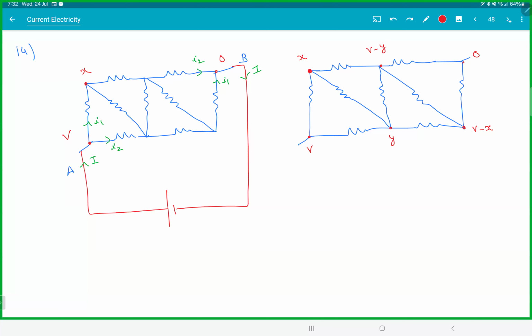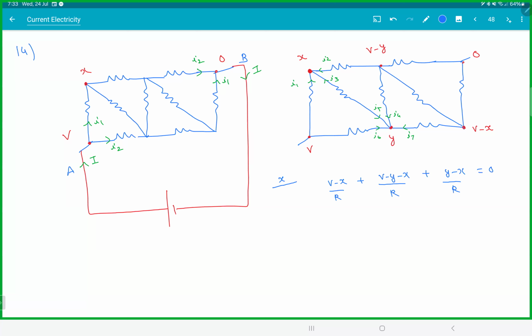So I can take this as one junction here, and I can take this as one junction here. I will assume currents are like I1, I2, I3, and I'll assume currents here, I4, I5, I6, I7. There are 4 currents here. Apply the junction law. So I'm writing for X. We'll just write the equation and leave it. V minus X by R plus V minus Y minus X by R. Y minus X by R.